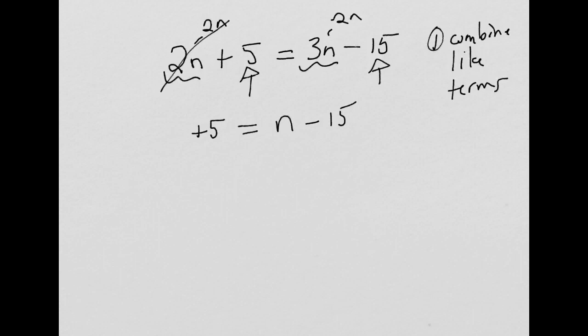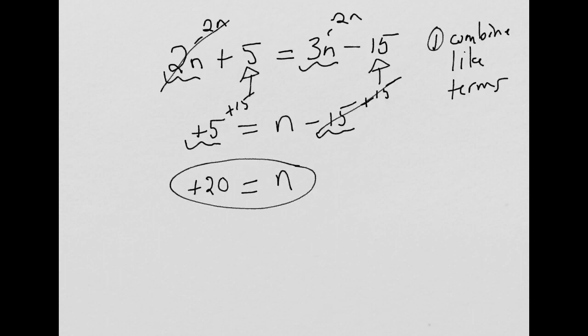And now, this term is like this term. So I have a minus 15 on this side, so I'm going to add 15 on this side, but I'm allowed to do that as long as I add 15 on this side. That makes 0 on this side, so I can cross it out, and an n is left over on that side, and on this side I have 5 plus 15, which gives me a positive 20. And again, you can circle the final answer.